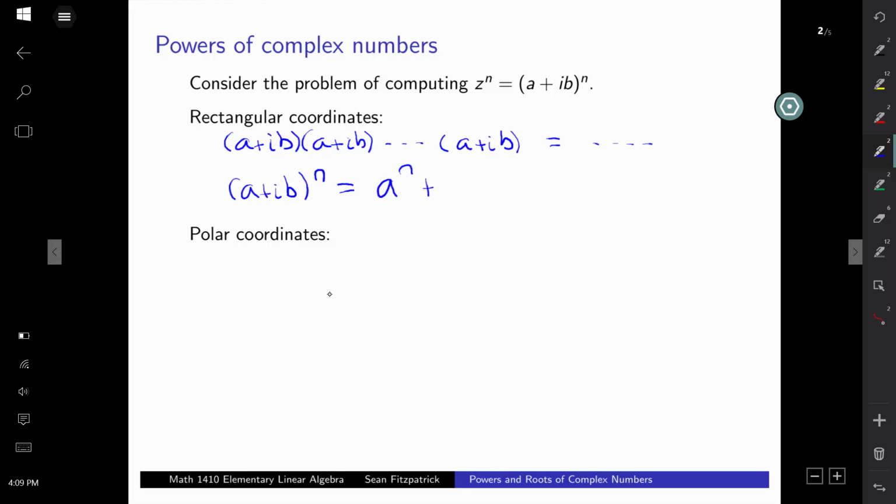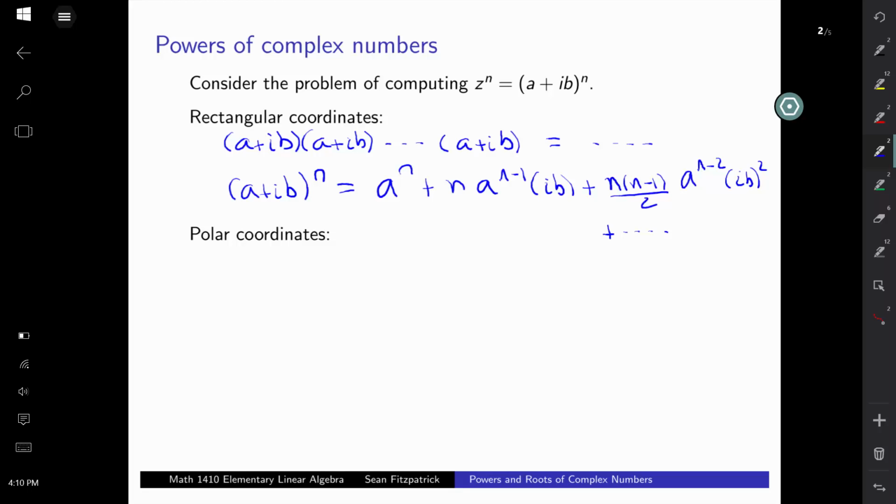It's a to the n, and then it's n times a to the n minus 1 times ib, and then n times n minus 1 over 2 times a to the n minus 2 times ib squared, and a whole bunch of other terms. Then you've got to deal with the fact that there are powers of i showing up in there, so you still have to do some work to simplify that. It's not going to be a pleasant calculation, except maybe if n is equal to 2 or 3, it's not so bad. But for higher powers, it's going to be awful.